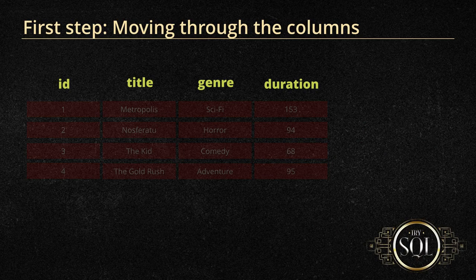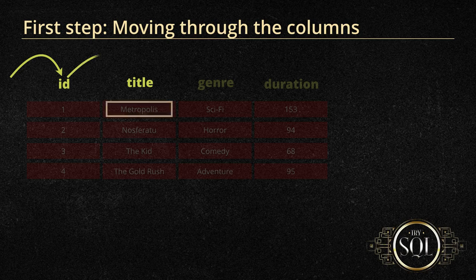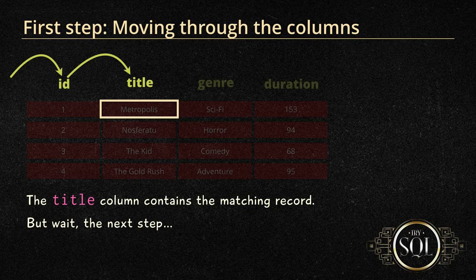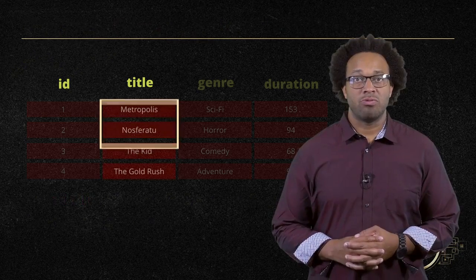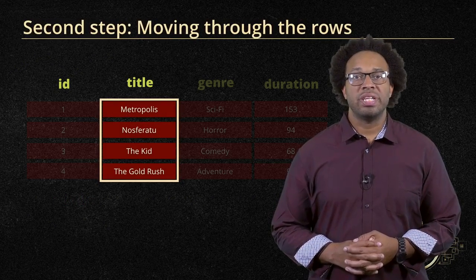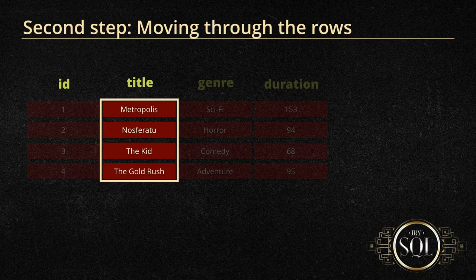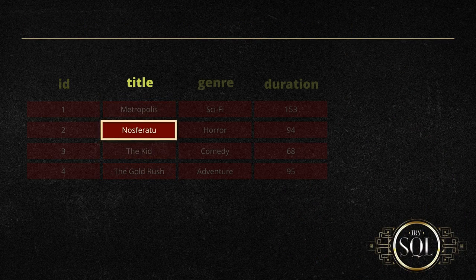To move through a table in a database, we should first look at the columns. We'll start with the ID column. Since there are no matching records here, we move to the right 1 column to find that the matching record is in the title column. Next is to search by row. Let's move through each row in the column of title and find Nosferatu. We find that Nosferatu is in the title column and on the 2nd row.